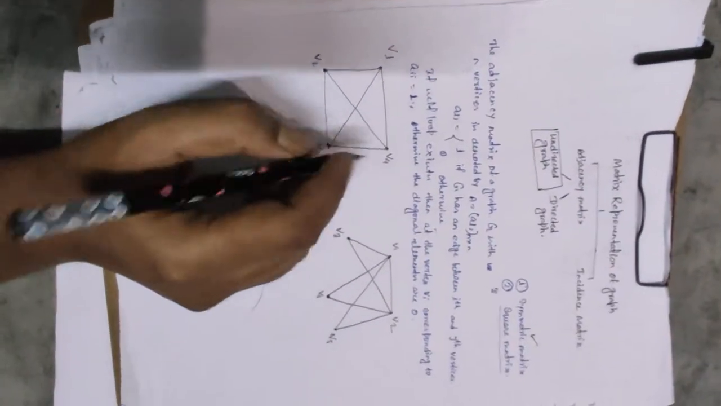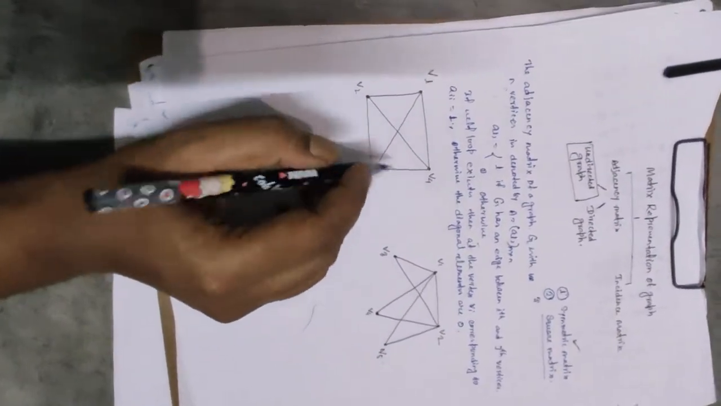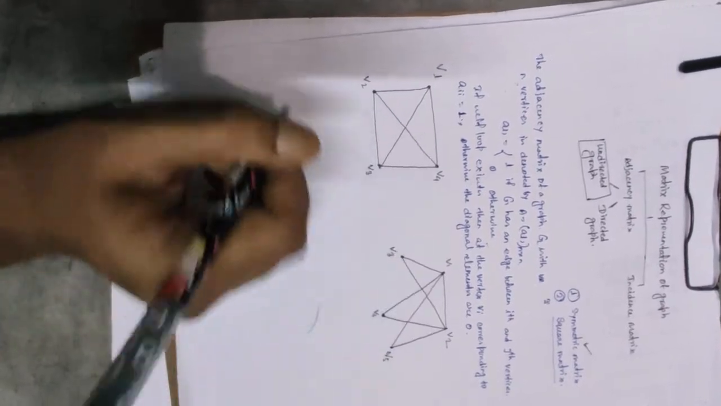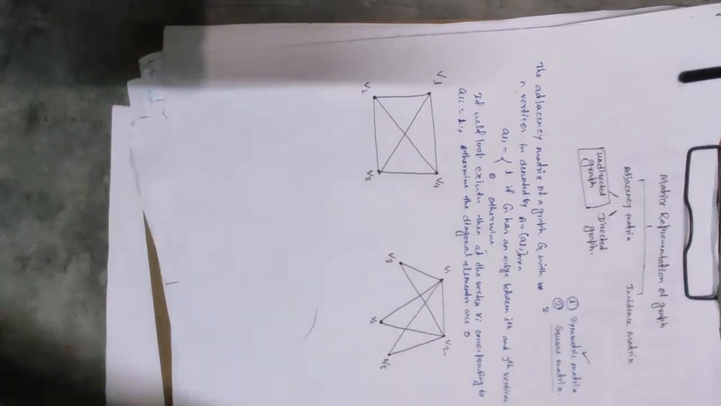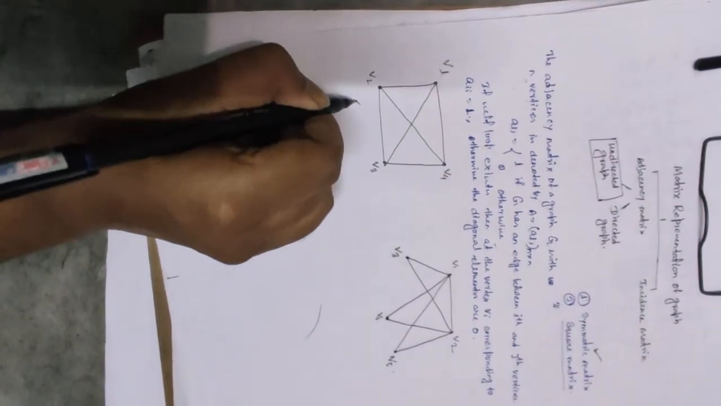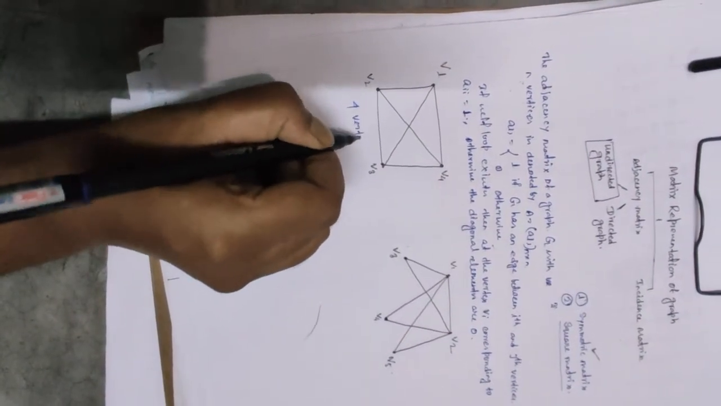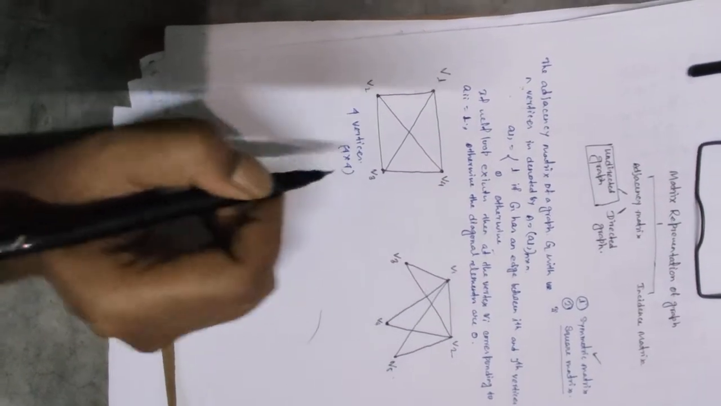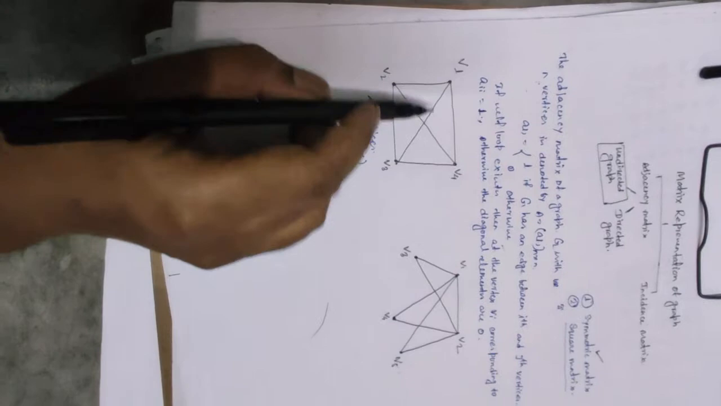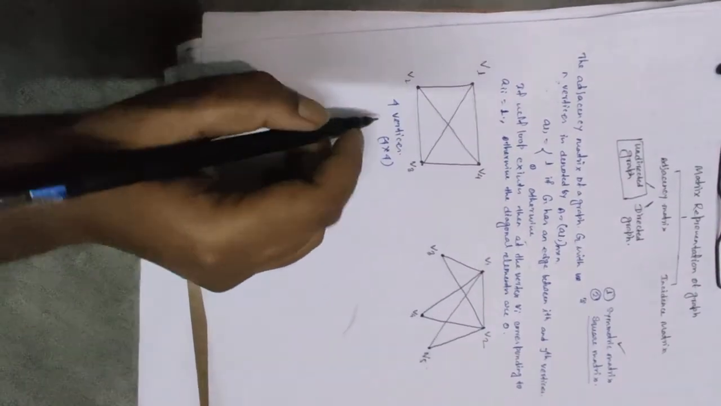Now see here, I consider two graphs, and let us try to find the adjacency matrix of these two graphs. In this graph, how many vertices are there? There are 4 vertices. So the adjacency matrix will be a 4 cross 4 matrix. Now let us try to find the adjacency matrix.